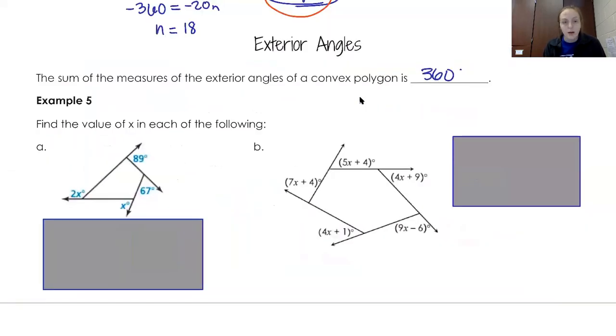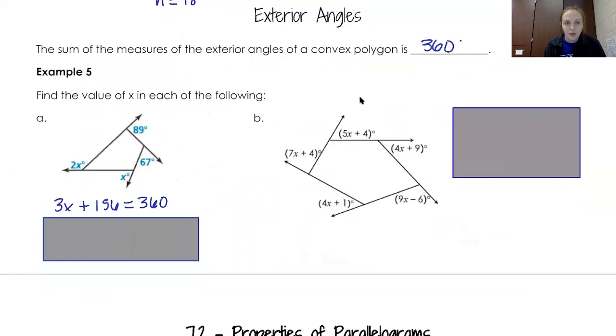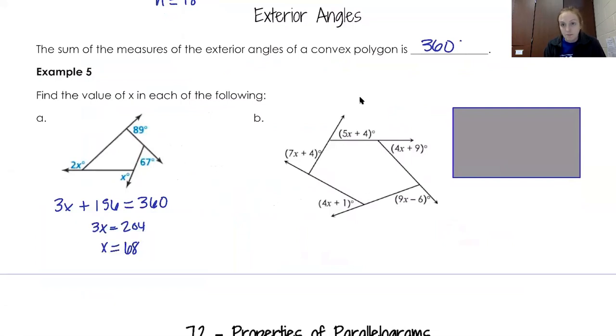So I just need to add up all the exterior angles here on the first example and set it equal to 360. So I have 3x total plus 156 degrees when I add 89 plus 67 equals 360. Subtract 156, I get 3x equals 204. x is equal to 68.